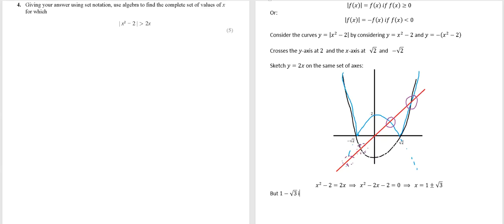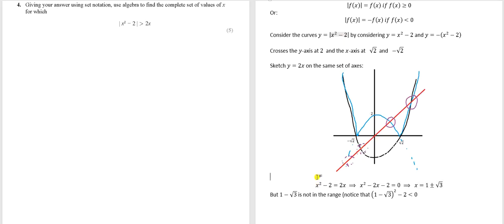1 minus root 3 is not in the range. In particular, if you do 1 minus root 3 and you square it, and then you take away 2, you should notice that the answer is less than 0. So it can't possibly be a valid point here, because if we have a value for x that makes this negative, then x squared minus 2 can't be the same as the modulus of x squared minus 2.